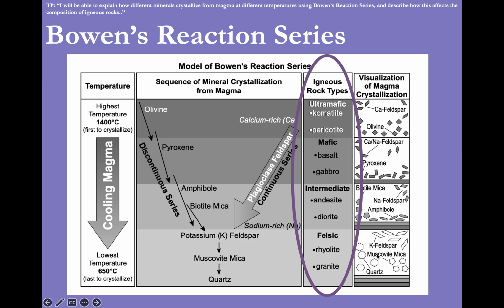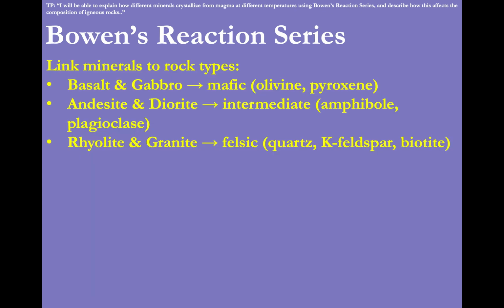Last one down below, we have the lightest ones in color. That's going to be your K feldspars, which is potassium feldspar. We have muscovite mica and quartz. And that's going to be your felsic rocks, that are rhyolite and granite. Mafics are your dark rocks. Ultramafic is really dark rocks. Intermediate, it's in the word, it's right in the middle. Andesite and diorite are two rocks that are considered intermediate in color and texture.